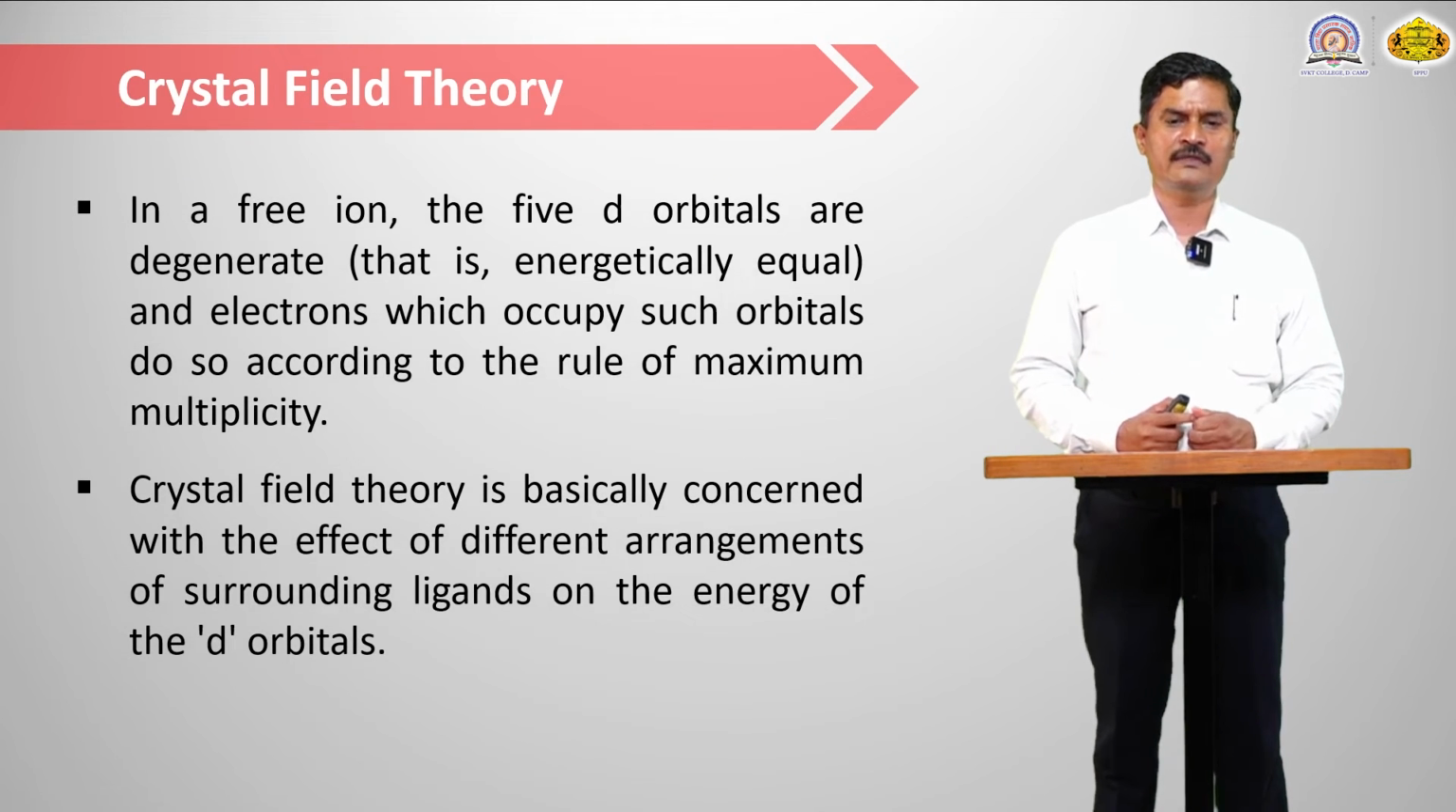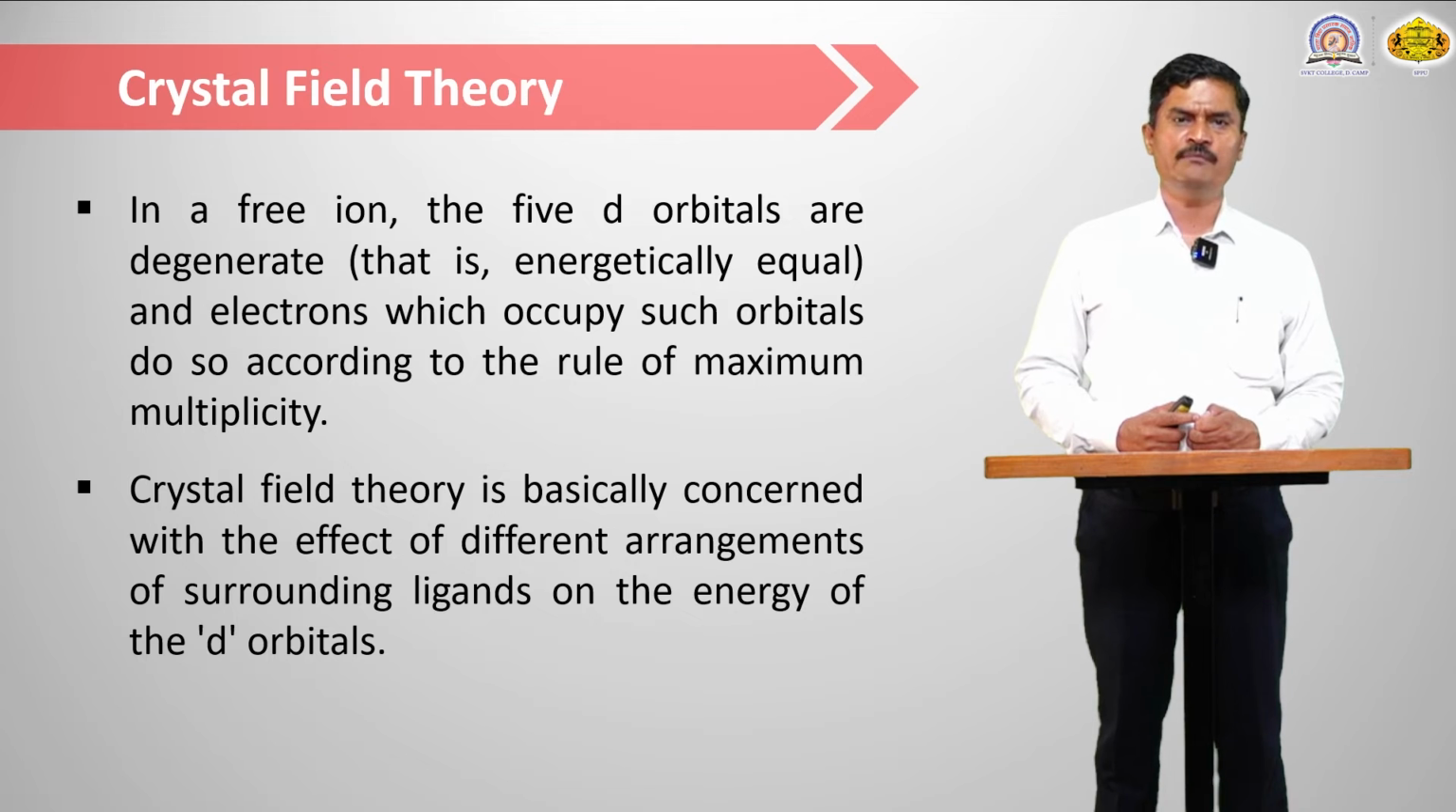In the free ion, the 5 d orbitals are degenerate, meaning all 5 orbitals have the same energy. All these orbitals are at the same energy level, and the electrons occupying such orbitals do so according to the rule of maximum multiplicity. So a single electron first enters each orbital, and then pairing starts, because all these orbitals are degenerate.